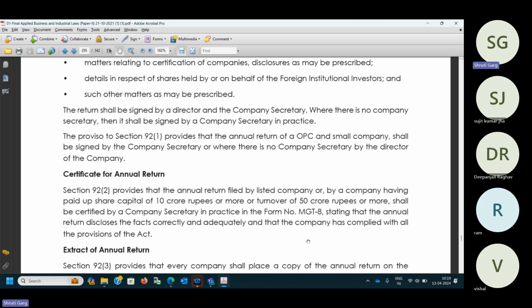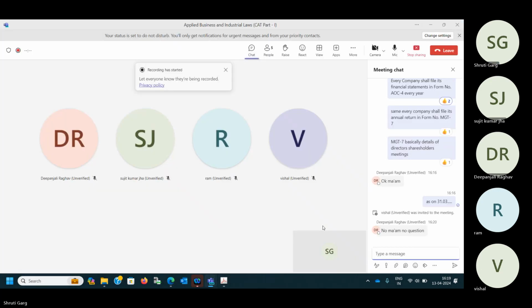Basically, a normal company will file MGT 7. Clear? The additional compliance will be for a listed company or a company having share capital of 10 crore rupees or turnover of 50 crore rupees, which is form number MGT 8. Clear? Both companies will file MGT 7, but a listed company will file MGT 7 along with form number MGT 8. Clear? Any other question? Okay, no question.